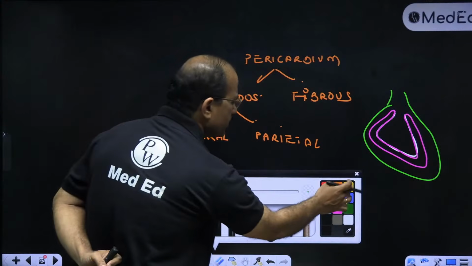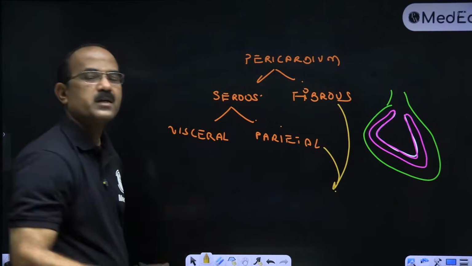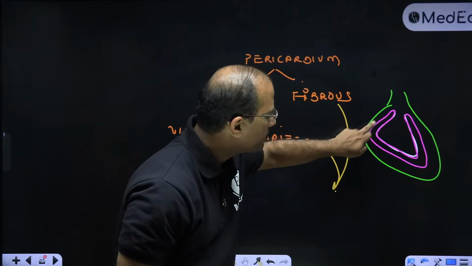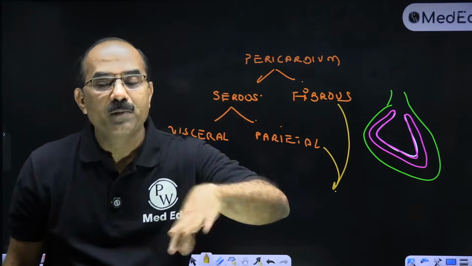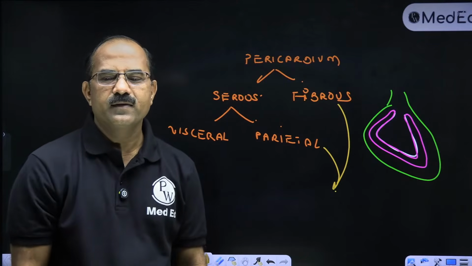So the parietal layer of serous pericardium and the fibrous pericardium are supplied by what? These two fuse. The fibrous pericardium and the parietal layer of serous pericardium fuse. They are supplied by what? Anyone?